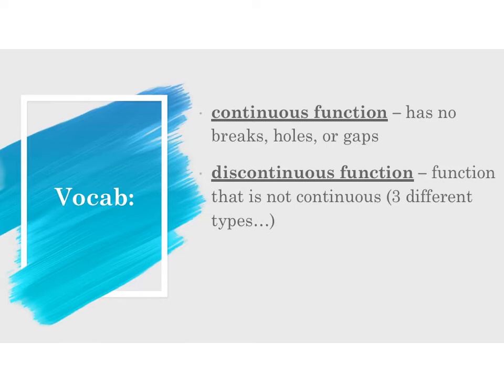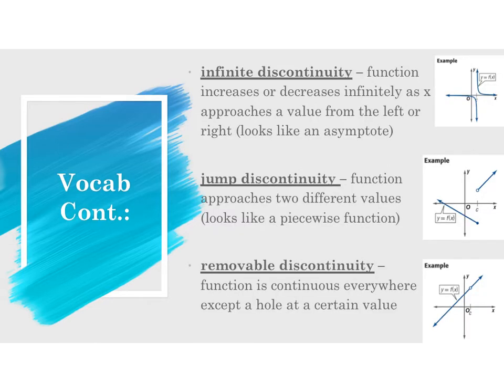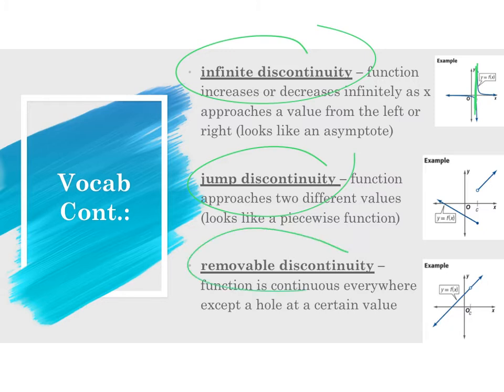A continuous function means there's no breaks, no vertical asymptotes, no holes, no gaps. A discontinuous function is a function that is not continuous, so it has a break or a hole. Here are the different types of discontinuity. We have infinite discontinuity. That is when you have a vertical asymptote. We have jump discontinuity. That is when we have a piecewise function, so there's a jump. And then we have removable discontinuity, which means there's a little hole in there where, if we were to put in an x value, we would get an undefined y value.